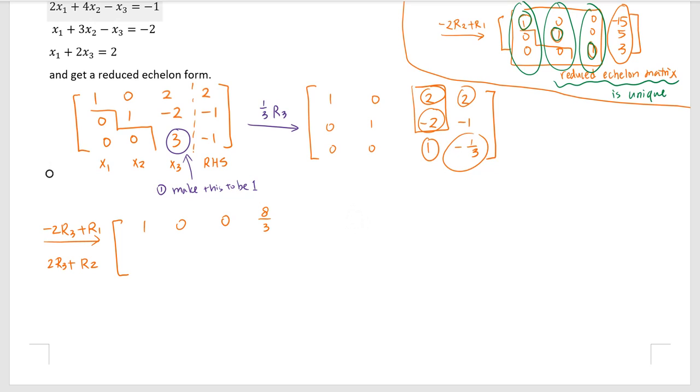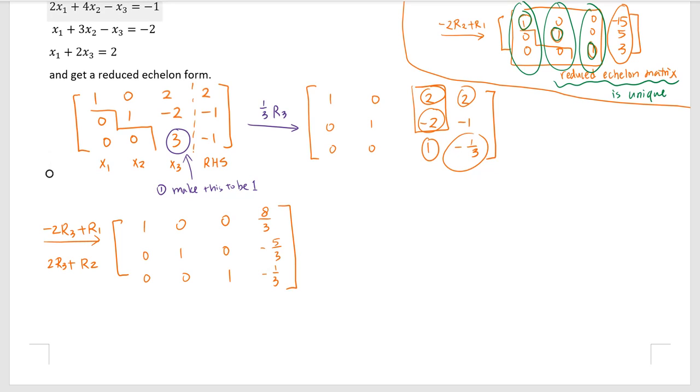And then the next row, we have 0, 1, and then minus 2 plus 2 is 0. Negative 1 plus 2 times negative 1/3 is minus 1 minus 2/3, which is minus 5/3. And the last row stays the same.